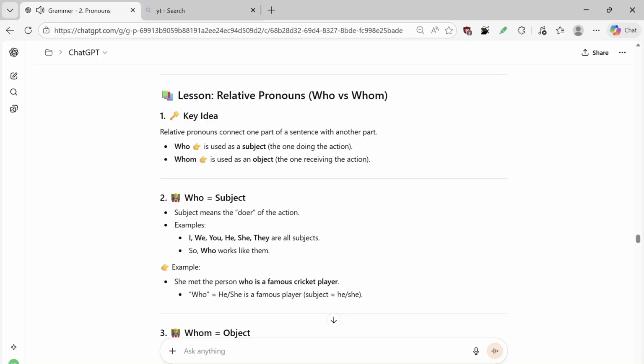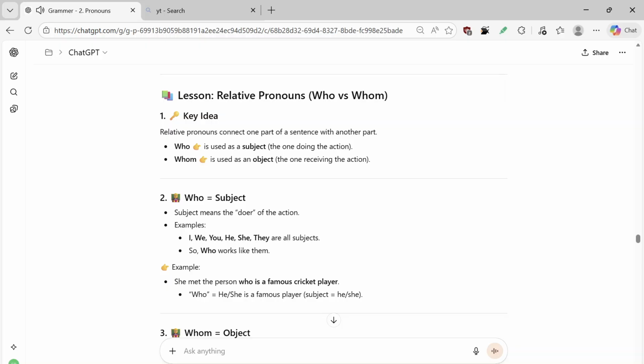Lesson: relative pronouns, who versus whom. 1. Key idea. Relative pronouns connect one part of a sentence with another part. Who is used as a subject, the one doing the action. Whom is used as an object, the one receiving the action. 2. Who equals subject. Subject means the doer of the action. Examples: I, we, you, he, she, they are all subjects, so who works like them.